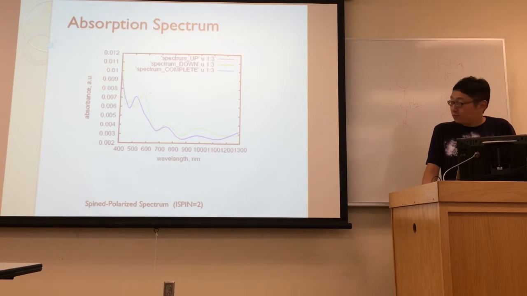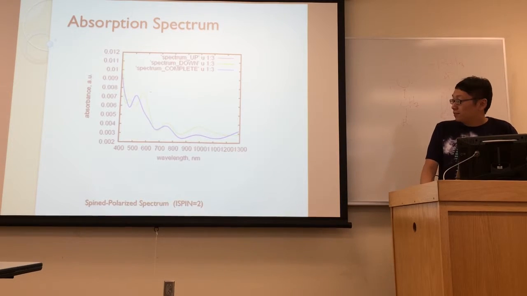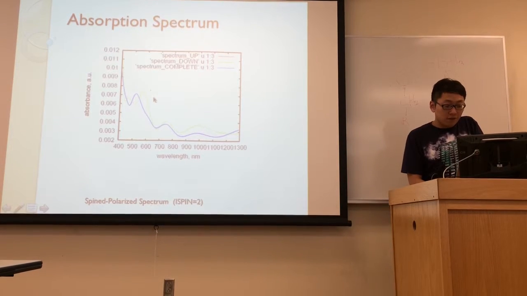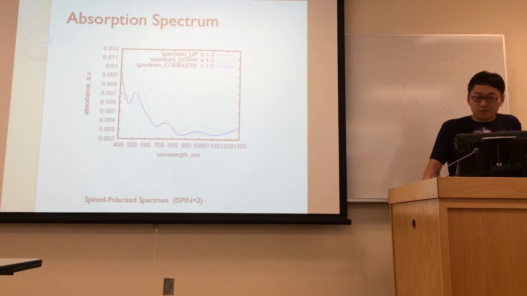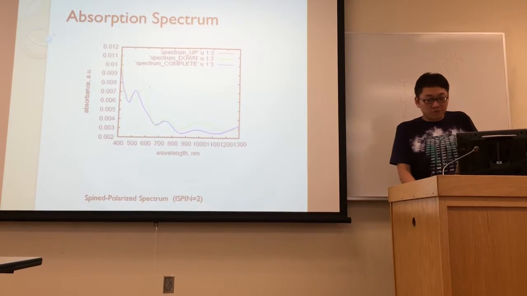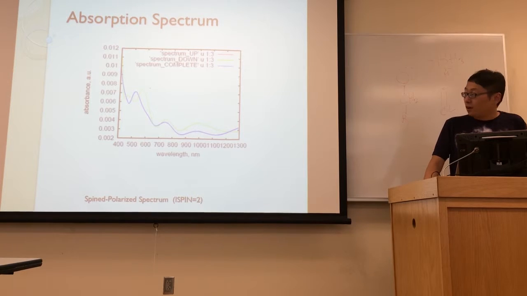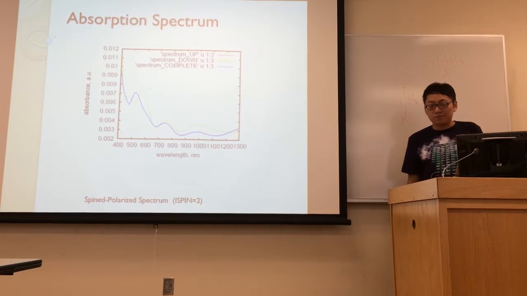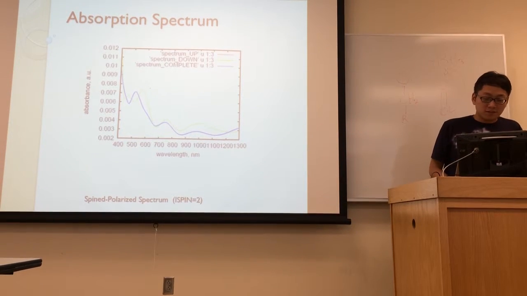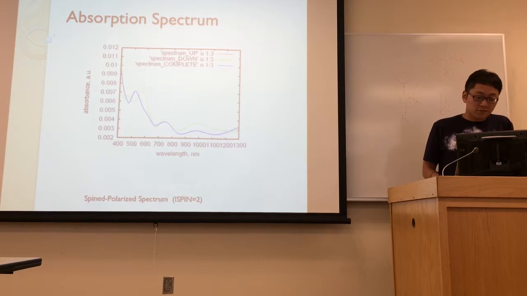And the absorption spectrum, I found out there's a peak around 500 to 600. That might be the green color. So most of the green color gets absorbed, reflecting the dark red color. I assume that the cobalt is most likely a dark reddish color.